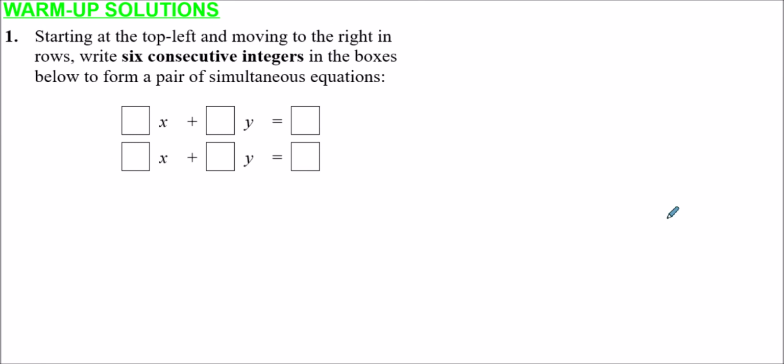So question 1, it says, starting at the top left and moving to the right in rows, write 6 consecutive integers in the boxes below to form a pair of simultaneous equations. So what number you start with is completely up to you. You could go, for example, 1, 2, 3, 4, 5, 6, or 100, 101, 102, 103, 104, 105. It's entirely up to you.